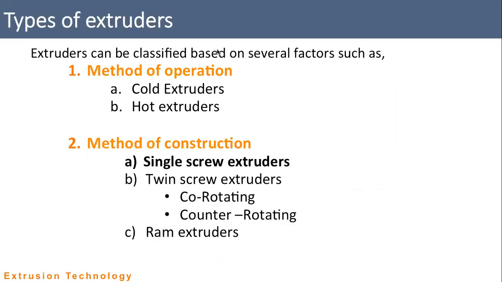We can categorize extruders into several classes, but here you can see two classes based on the method of operation and the construction method, right? Based on the operation method, there are two types of extruders. We call them cold extruders and hot extruders. You all know what is cold and hot. What are the differences between cold and hot?